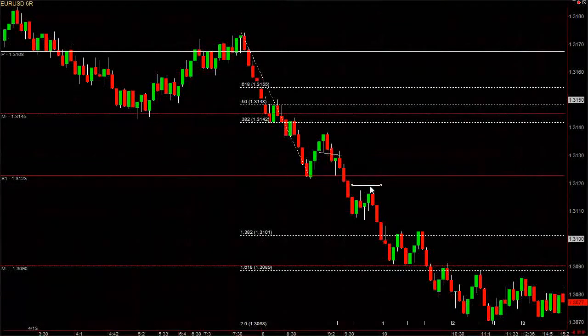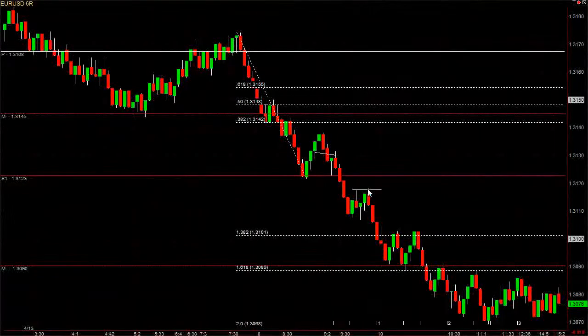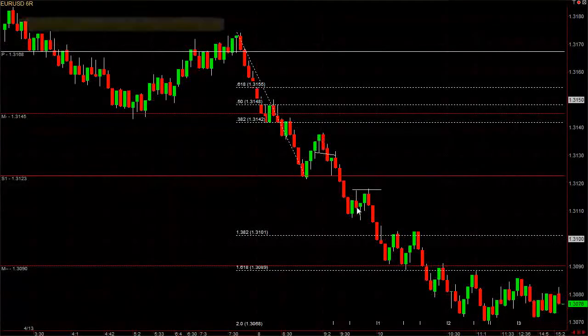More than likely, I would have moved my stop here in the first half, and I would have had a very tiny profit on the first half. I would have got out at 18 because I don't want to give back too much profit. My first stop would have been there.